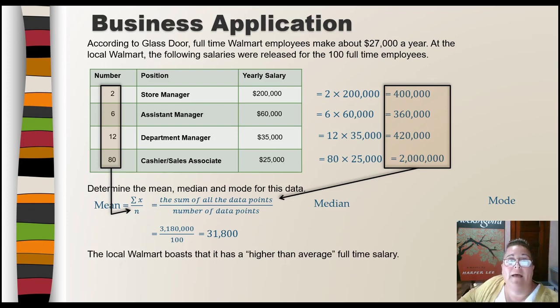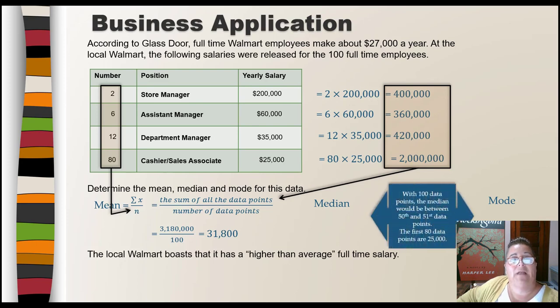Now, the problem is that the lowest salary incorporates 80 people. So if I range this from lowest to highest, the first 80 would all be 25,000. That means my median would have to be 25,000. My mode is the one that comes up most often, and the one that comes up most often would be the 80, 25,000. So my mode there is 25,000.